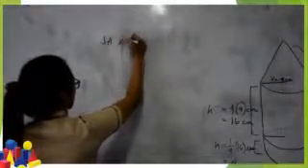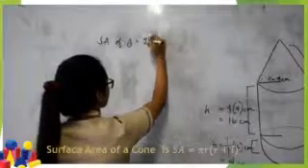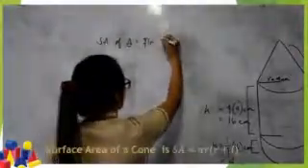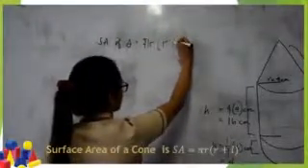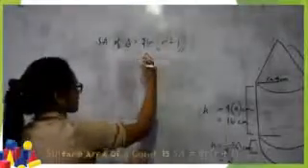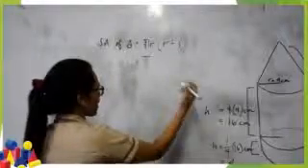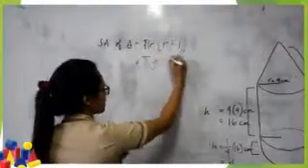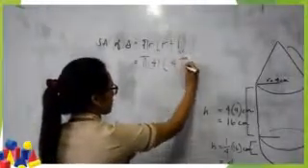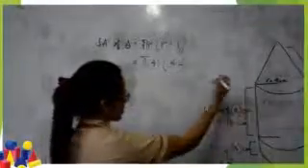So let's solve first for the surface area of the cone. Surface area of the cone is equal to pi r multiplied by radius plus the slant height. Then substitute: pi times r, which is equal to 4 centimeters, multiplied by 4 plus the slant height, which is equal to 12 centimeters.